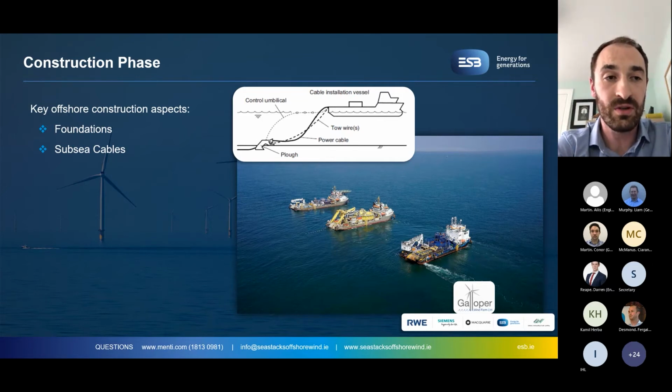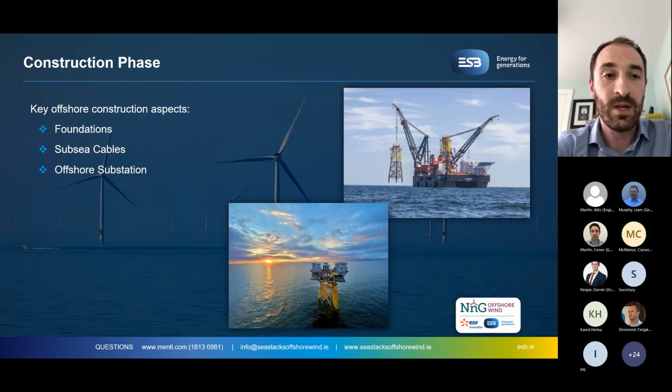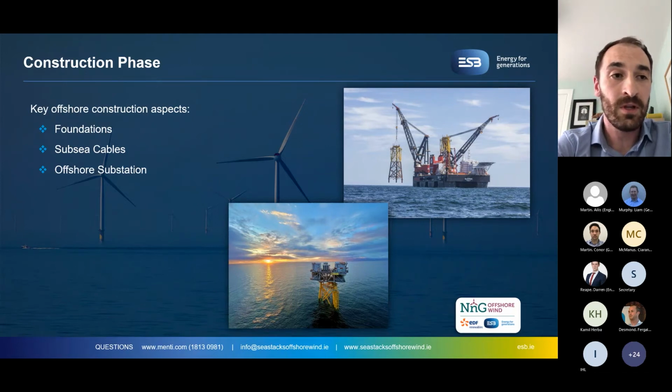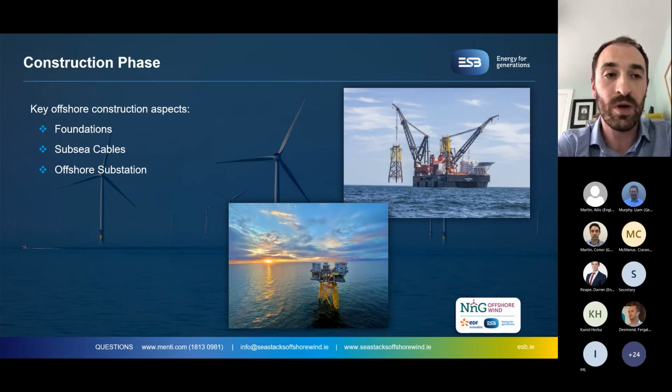The next aspect is the project offshore substation platform. And in this case, we can see a jacket foundation in the top right. And this is from a project we're just building at the moment in Scotland. And the offshore substation topside, which is shown in the bottom left, would be installed by a heavy lift vessel on top of the pre-installed jacket. It's this offshore piece of infrastructure where the project inter-array cables and the export cables will be connected.